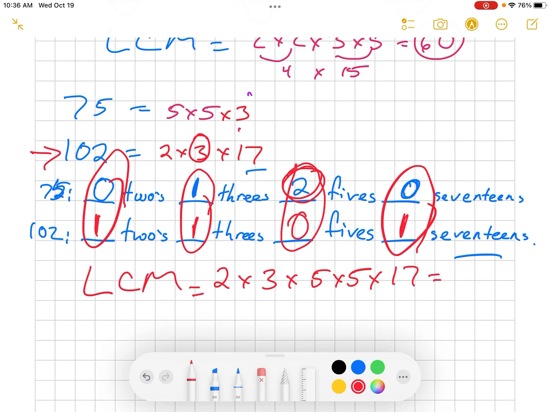Okay, and then I multiply this all together. And do I expect you to be able to do this without a calculator? No. So this is 2,550. So that is the lowest common multiple between them.